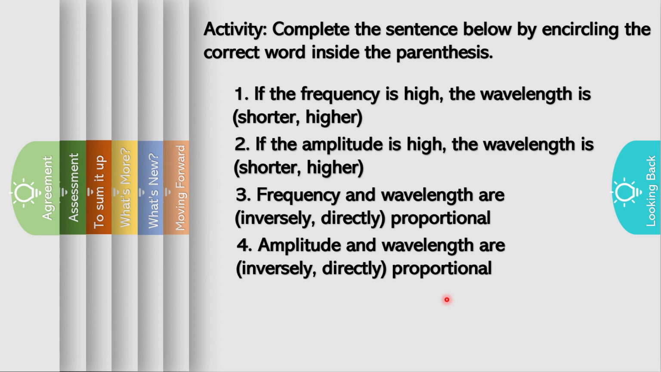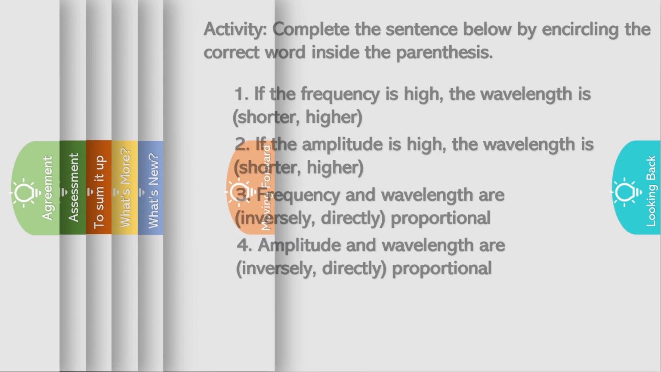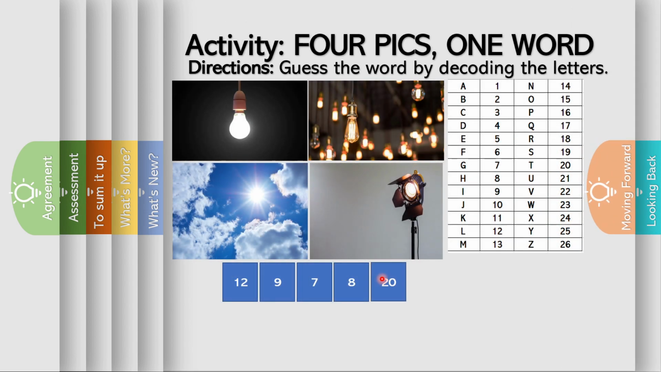Next. Amplitude and wavelength are directly proportional or indirectly proportional? Directly or inversely proportional? In this case, the answer is directly proportional. Okay? Next. Let's have this activity to identify our lesson.